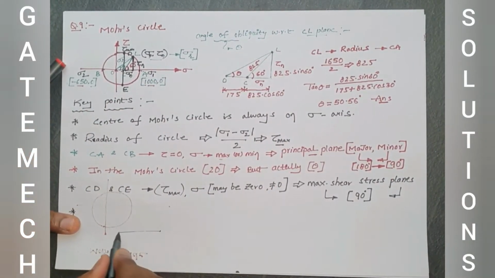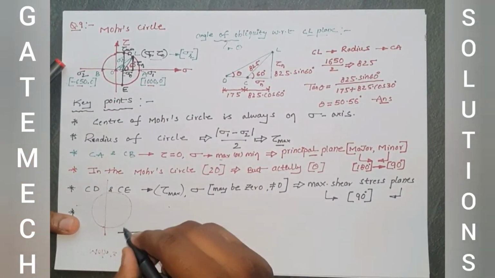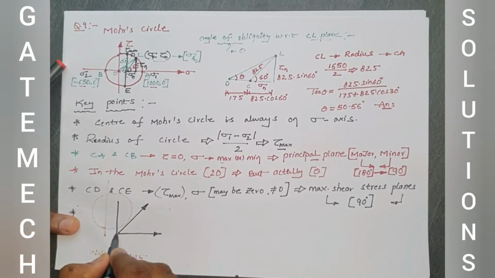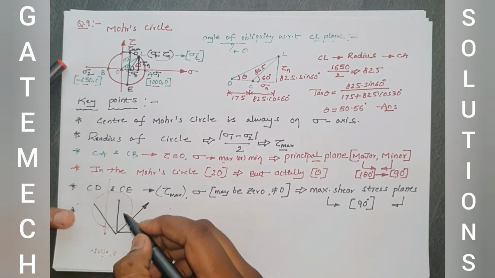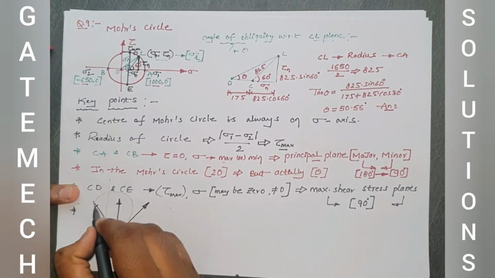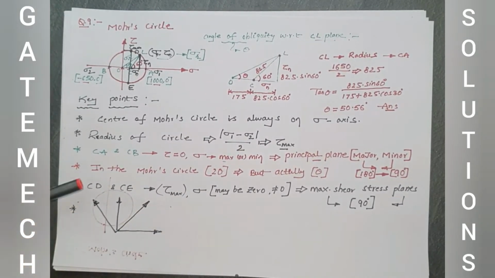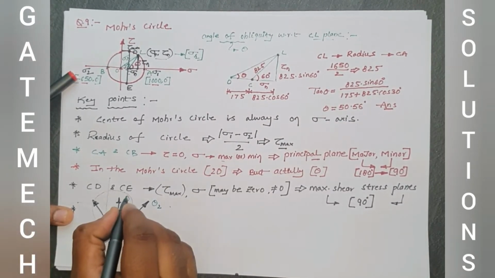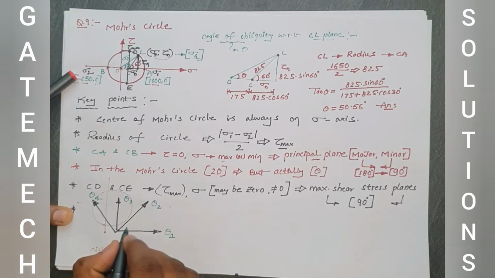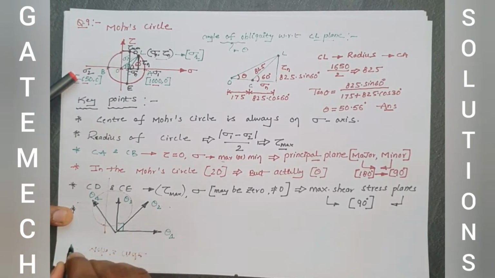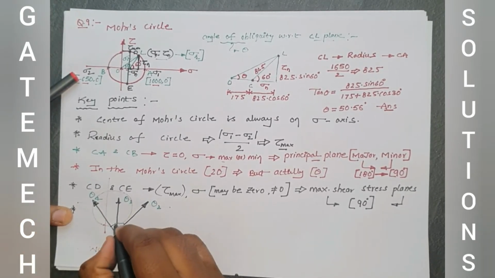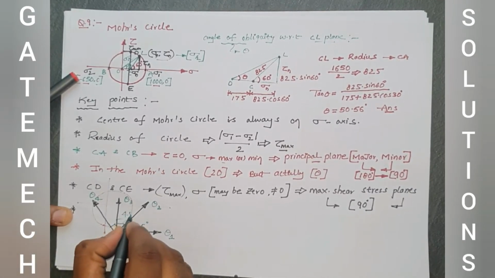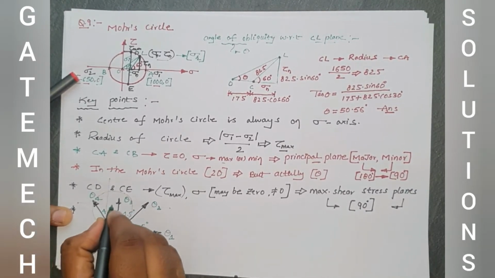So the total representation we can take like this. Let us say this is the plane which is making an angle theta 1, this is theta 2, theta 3, theta 4. Theta 1 and theta 3 are separated by 90 degrees. Theta 2 and theta 4 are also separated by 90 degrees. But these two are separated by 45 degrees, these two are 45, these two are again 45.